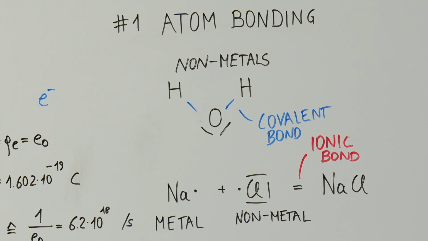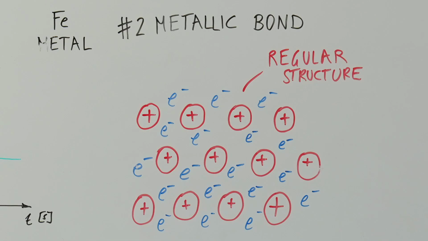So, atoms can bond with each other to form a structure. Metals bond with metals through a metallic bond. Every metal element gives up its valence electrons to have a full outer layer. Through that, they become positively charged. These cations would usually repel each other. However, the discarded electrons form an electron gas between the cations and hold them together in a regular structure.